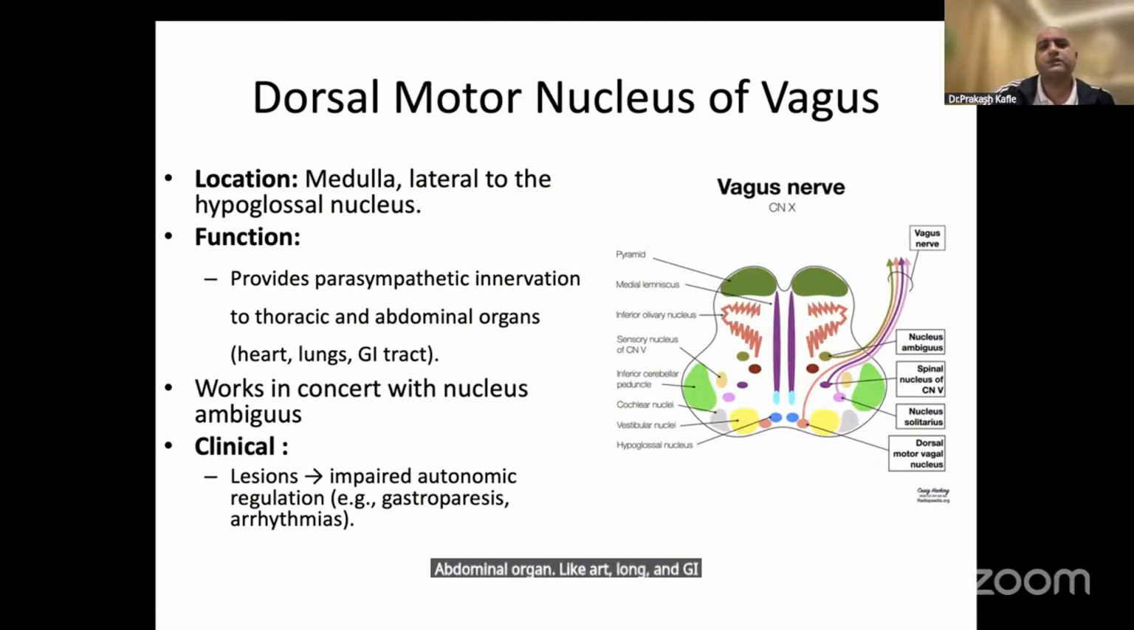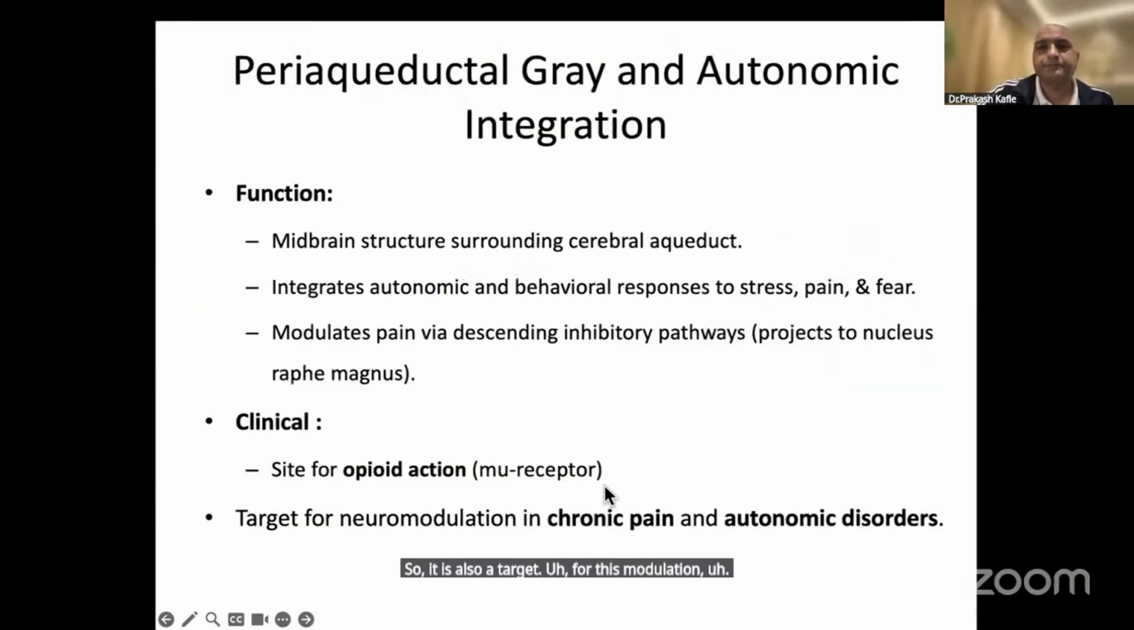So it works in concert with the nucleus ambiguus, and its lesion causes impaired autonomic function, which is called dysautonomia. It is also a target for neuromodulation surgery nowadays.